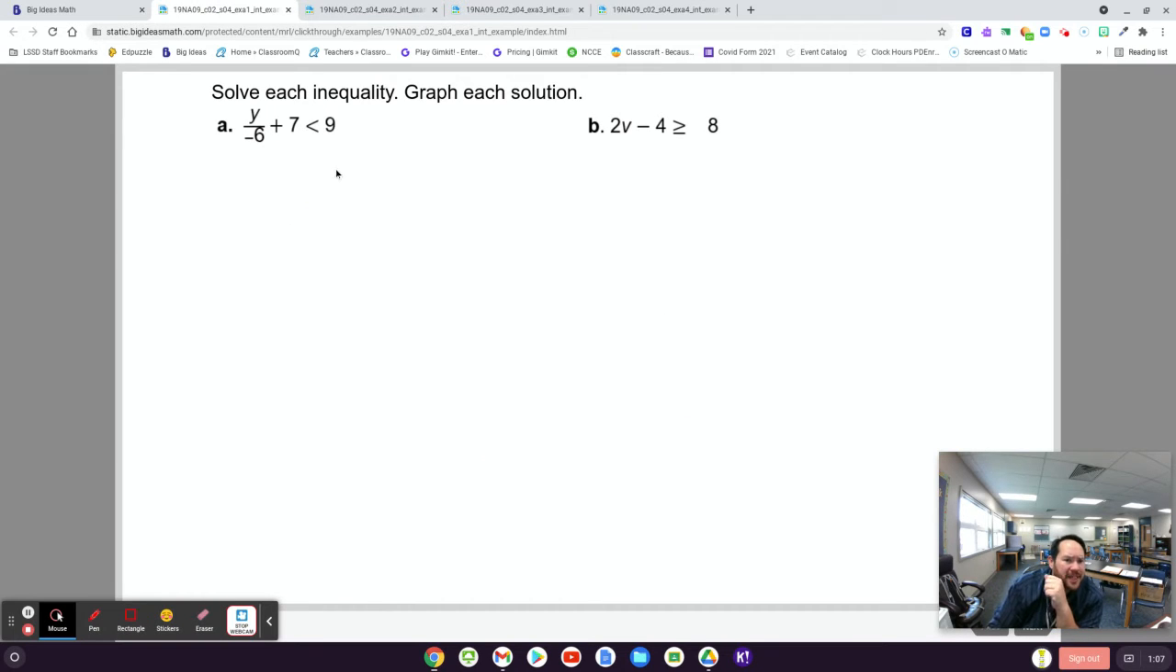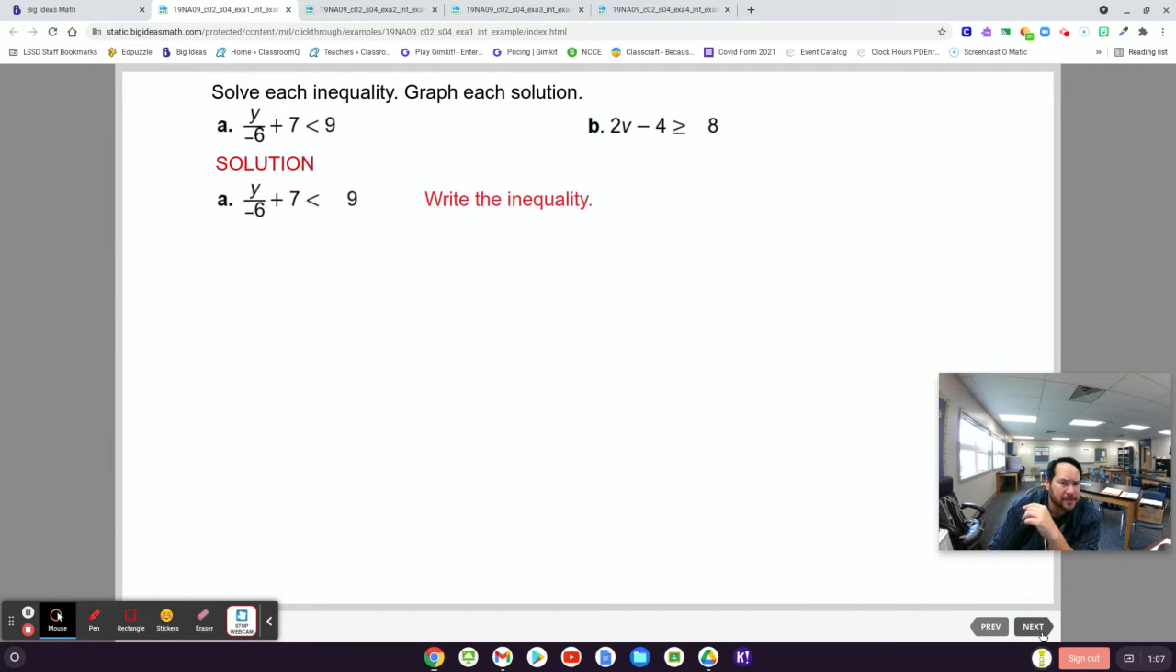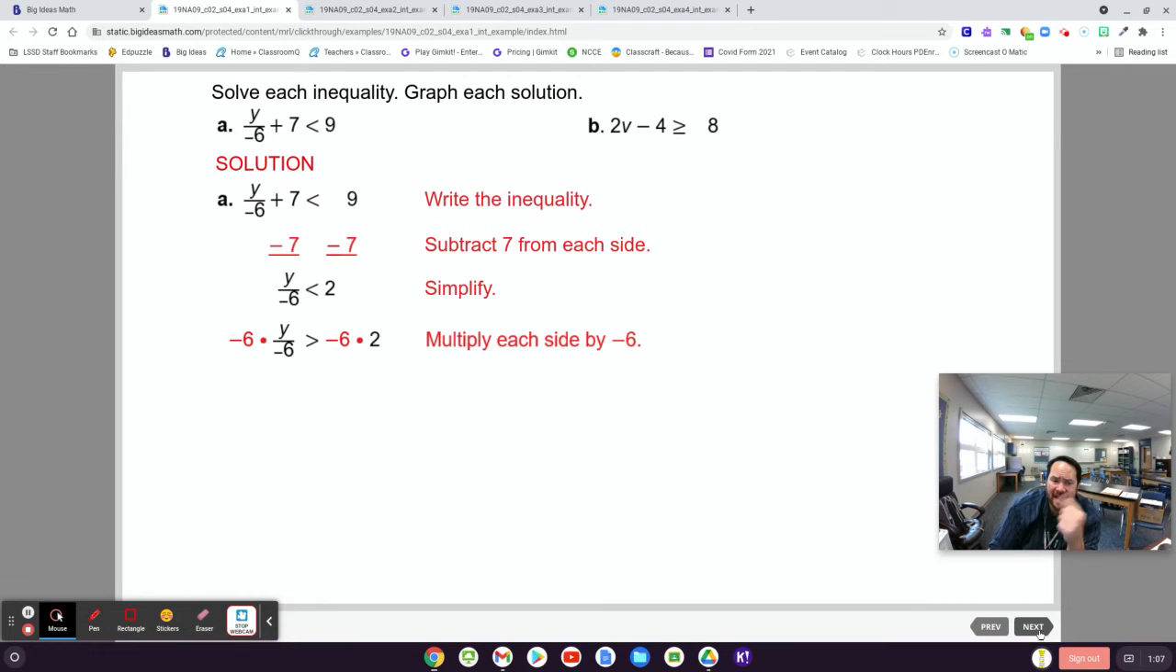So for this first one right here, what's a good first step to solve that inequality? Yes, you should subtract 7 on each side first. There you go. So you get y over negative 6 is less than 2. And then how would you finish that inequality to solve it? Yeah, multiply each side by negative 6. When you multiply by a negative, remember, the sign switches around because that's what you've got to do when you multiply or divide by a negative number. Turn that old sign around, and you end up getting y is greater than negative 12.